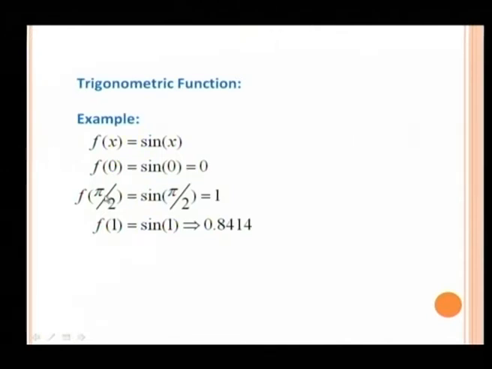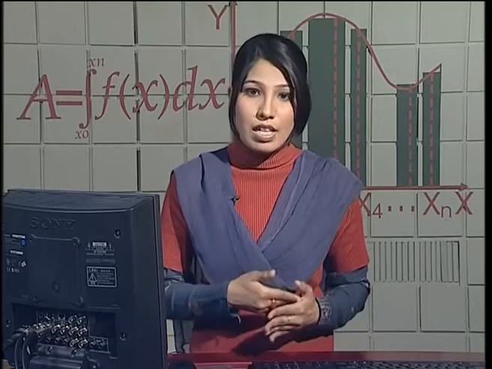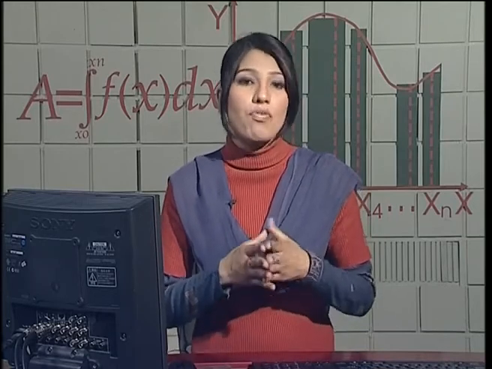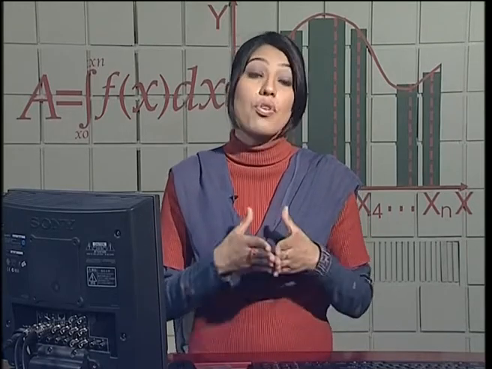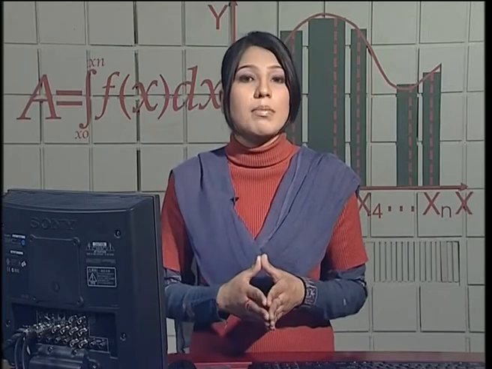For the second case, if we put x is equal to pi by 2, then f of pi by 2 would be equal to sine of pi by 2, which is 1. For the third case, if we put x is equal to 1, then f of 1 would give you sine of 1, and finally sine of 1 is equal to 0.8414. In the same way, by putting different values of x in the function, we can find out the value of the function, or we can find out the value of y, which is the dependent variable.